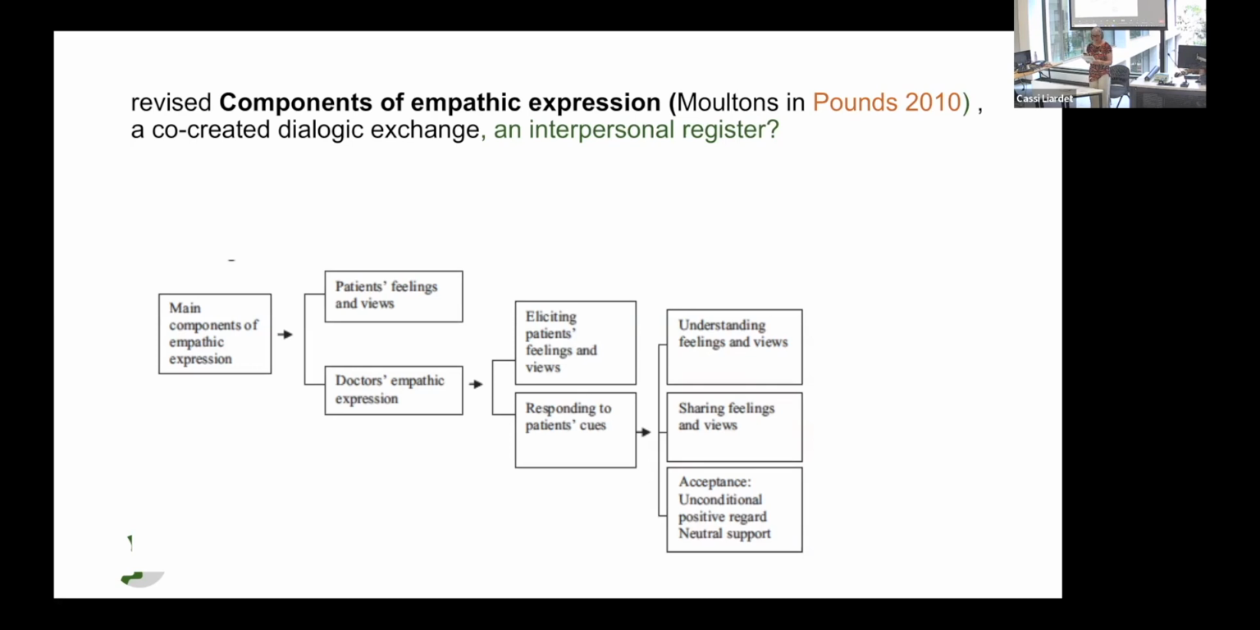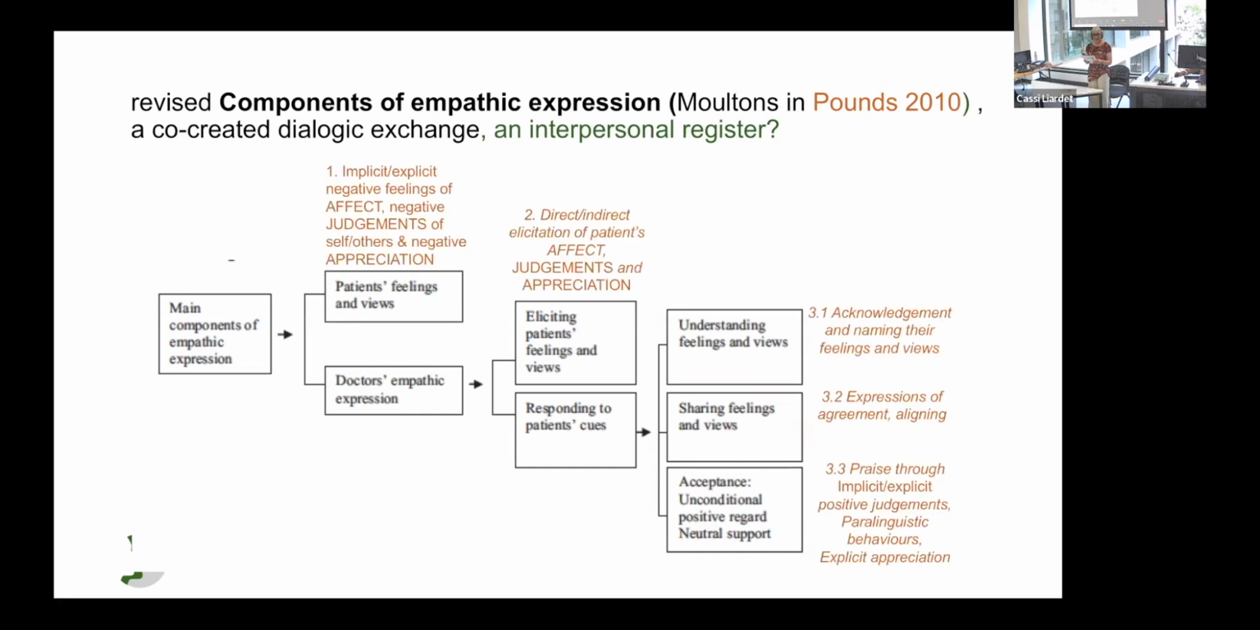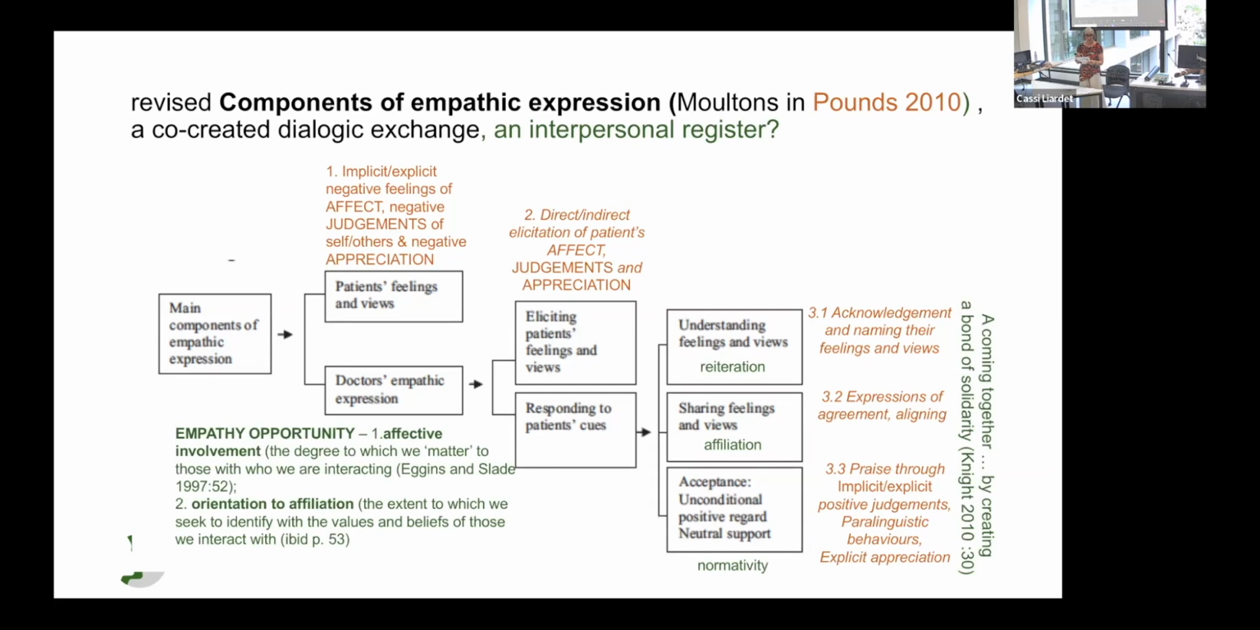And so it starts with the patient beginning by telling them how they feel and what their views are. From Gabrina's work, she noticed that this was all about implicit and explicit negative feelings of affect, negative judgments, and negative appreciations. At which point the doctor has this option to go for empathy. They called it an empathy opportunity. You can take it or not, but it sits there.